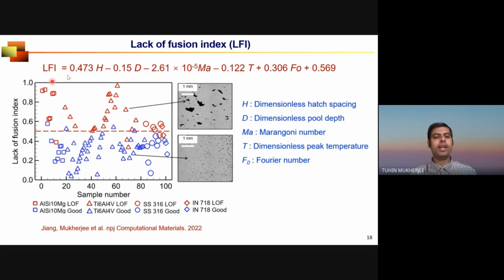So if this is above 0.5, you will get a defect. If this is below 0.5, there is no defect. So you adjust your process variables, select a proper alloy so that the lack of fusion index comes in this region, a very small lack of fusion index, so that we can avoid the defect.